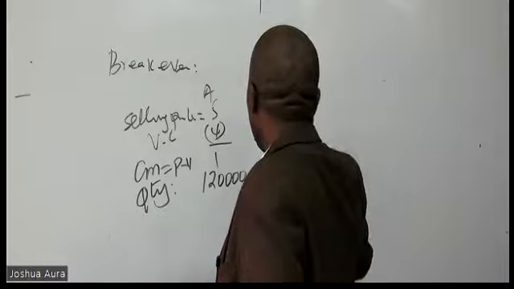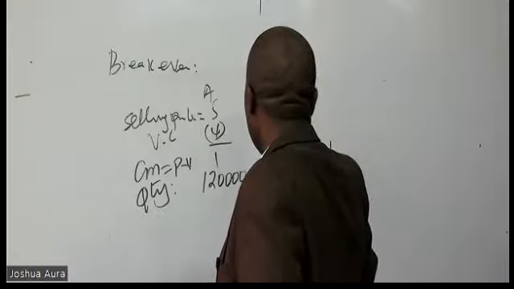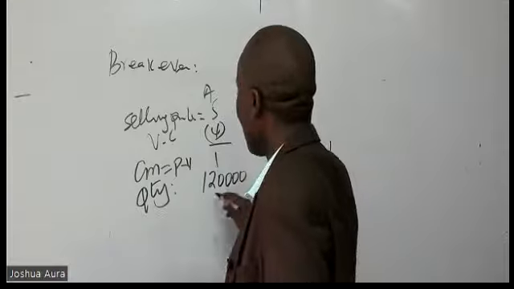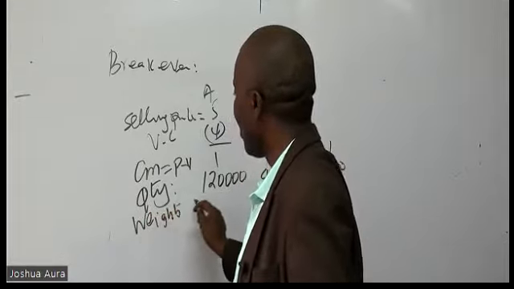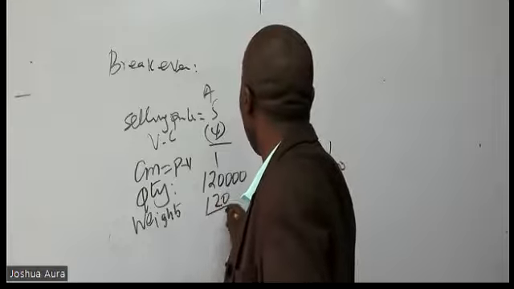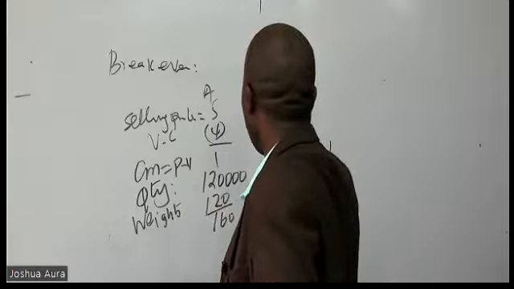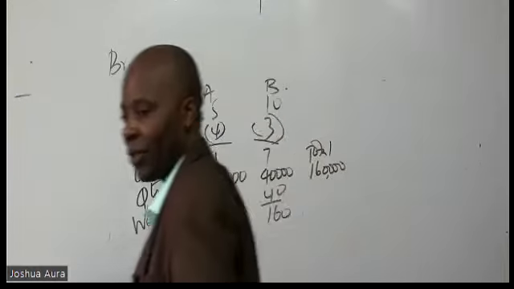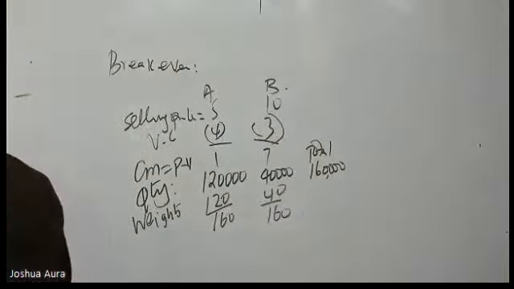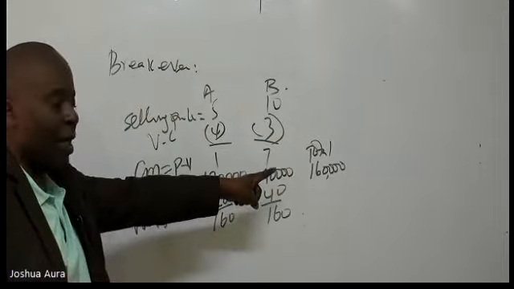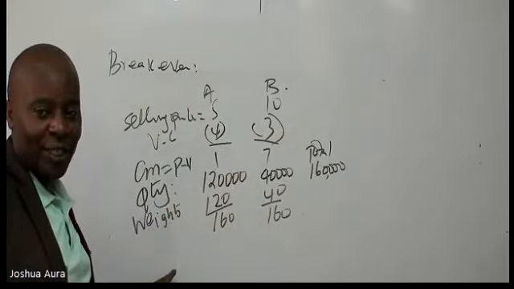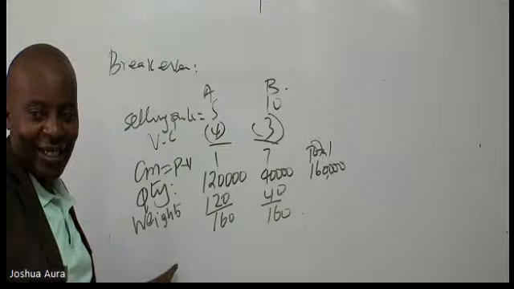So total, they have said it is 160,000. From this quantity, I should be able to get the weights. Abracadabra, this will be 120 over 160, and this will be 40 over 160. I think you guys are not able to see even what I'm writing. So I got the total quantity there, which I'm now using to get my fractions.